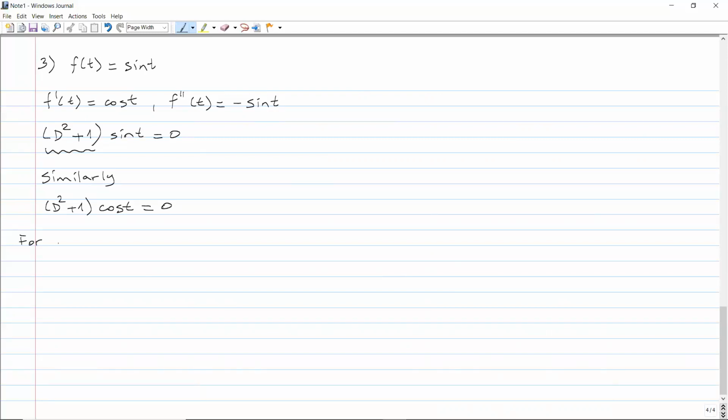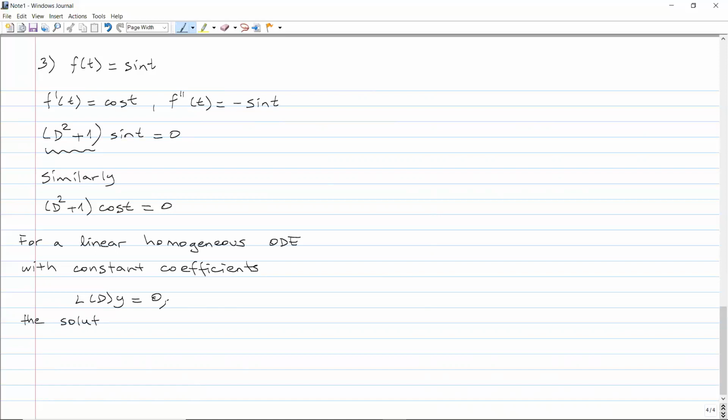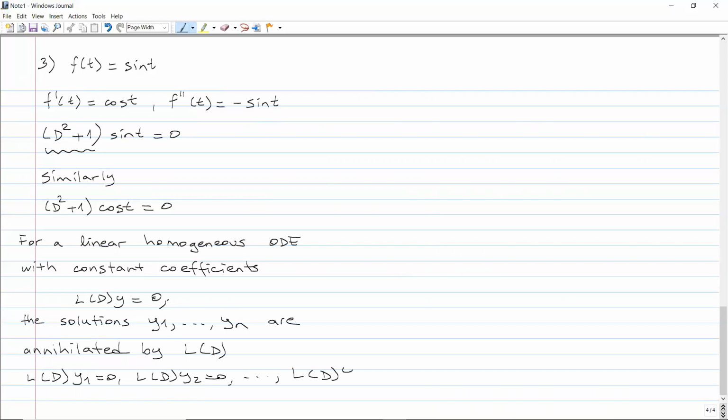Okay, let me write out what I mean. For a linear homogeneous ordinary differential equation with constant coefficients, remember, we can write such equations as L(D) of y equal to 0. The solutions y1, ..., yn are annihilated by L(D). Because since they are solutions, L(D) of y1 is 0, L(D) of y2 is 0, L(D) of yn is 0.